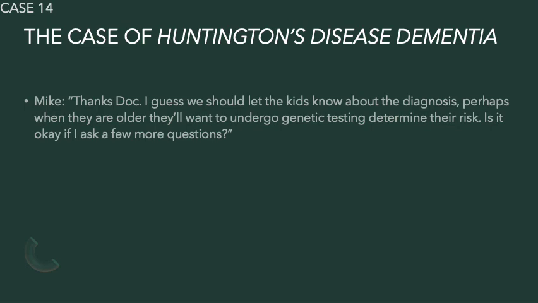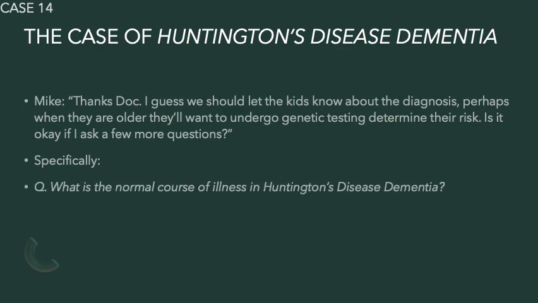Mike: Thanks, Doc. I guess we should let the kids know about the diagnosis. Perhaps when they're older, they'll want to undergo genetic testing to determine their risk. Is it okay if I ask a few more questions? Specifically, what is the normal course of illness in Huntington's disease dementia? What's the prevalence of Huntington's disease dementia?